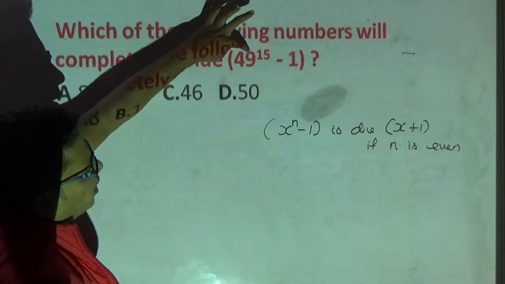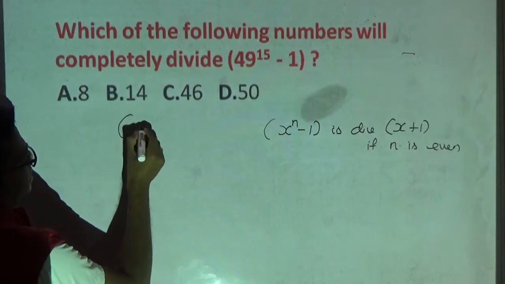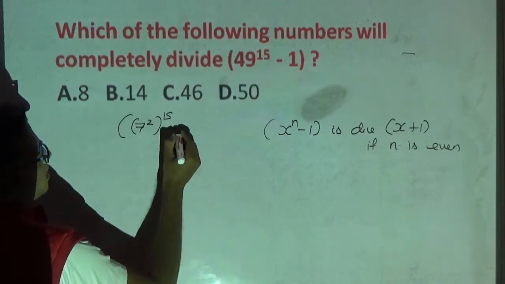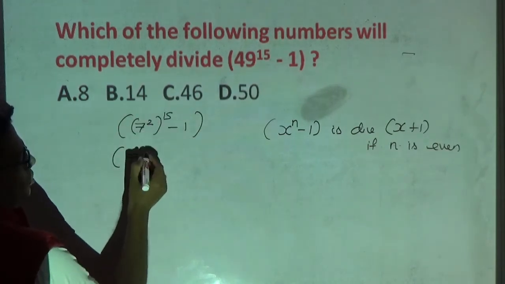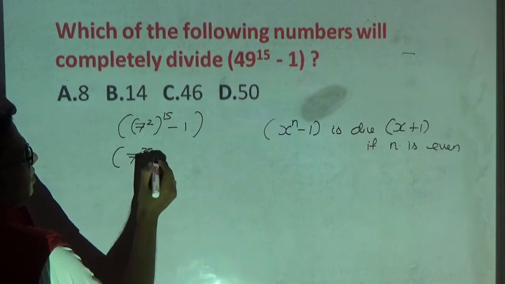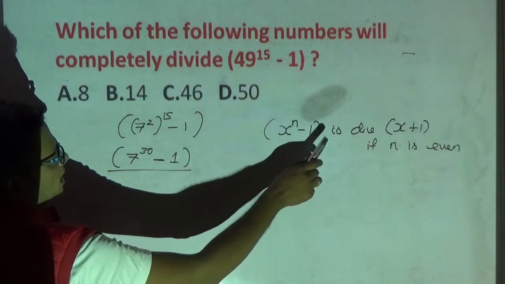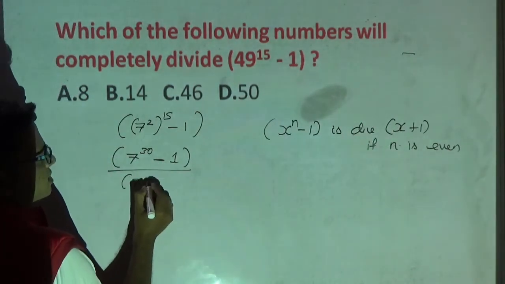So no need to worry. What do you mean by 49? 49 is nothing but 7 square, right? See, 49 I am writing this as 7 square whole power 15, minus 1. So this can be written as 7 power 15 into 2, 30, 7 power 30 minus 1. See here, x power n minus 1 is divisible by x plus 1. What is your x? 7 plus 1.